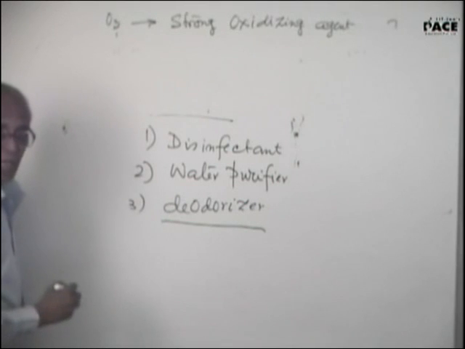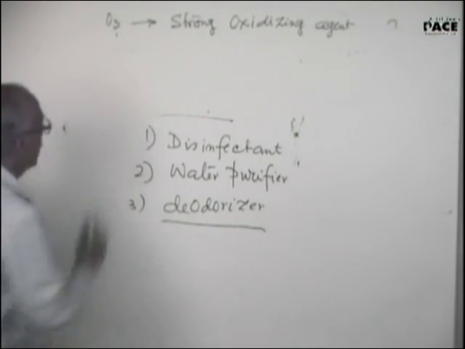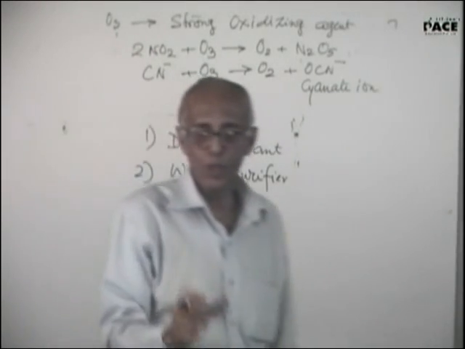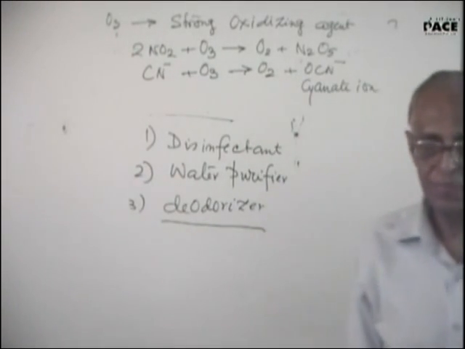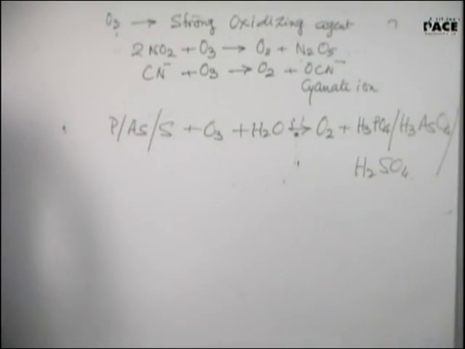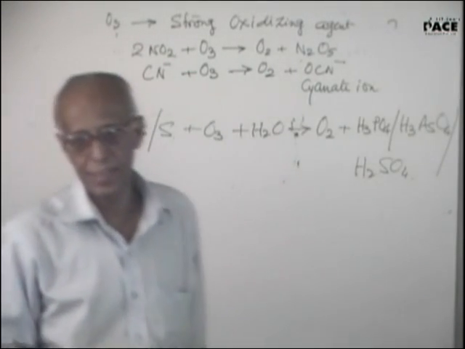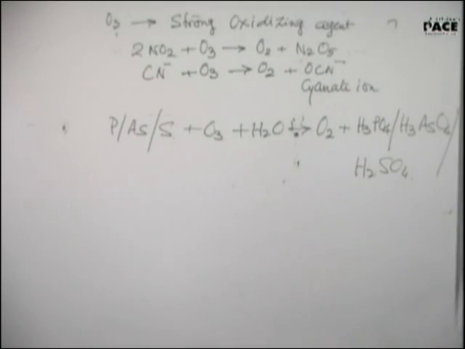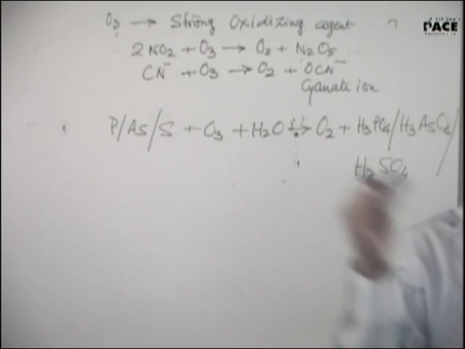It's a strong oxidizing agent. So you always see that 1 mole of ozone gives 1 mole of oxygen. So always the product of ozone will be oxygen. It's such a strong oxidizing agent that it will convert phosphorus to its highest oxy acid, sulfur to its highest oxy acid, sulfuric acid, phosphorus to phosphoric acid, and arsenic to arsenic acid.